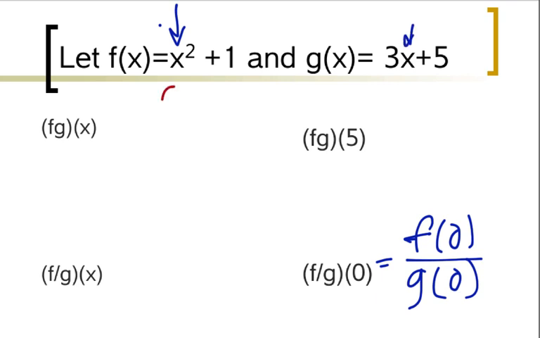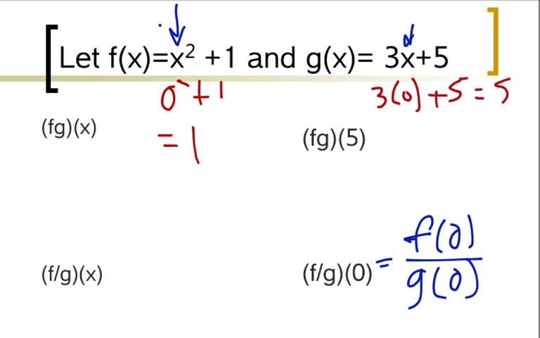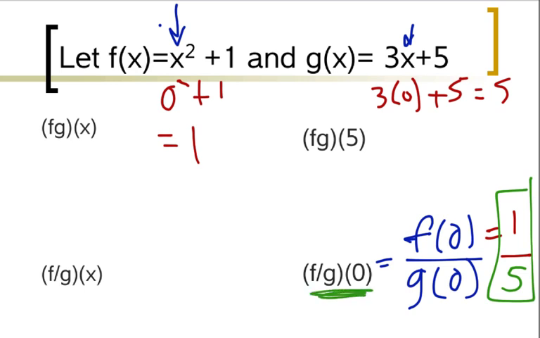And what happens is I get 0 squared plus 1, which is just 1. And then I have 3 times 0 plus 5, and the answer should be 5. So really, what I'm looking for is f of 0 is 1 over g of 0 is 5. So my solution is going to be 1/5 when I plug in 0 after I divide my two functions. Okay? And we'll show how that works also if I do the division of the functions first.